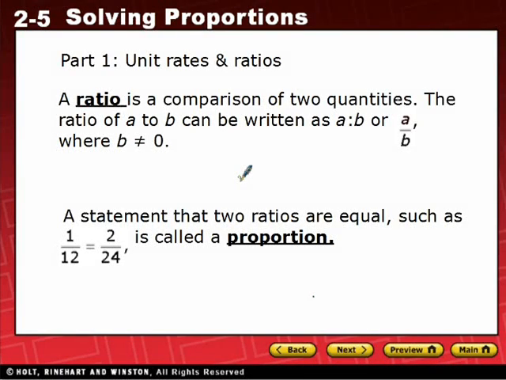2-5, solving proportions. And this is a very long lesson that we're actually going to split into 2 videos. And really in 7th grade, this lesson on solving proportions actually took up almost a whole chapter. So we're going to compress all of it into 2 lessons, which really in the textbook are only 1 lesson. So there's going to be a lot going on here.